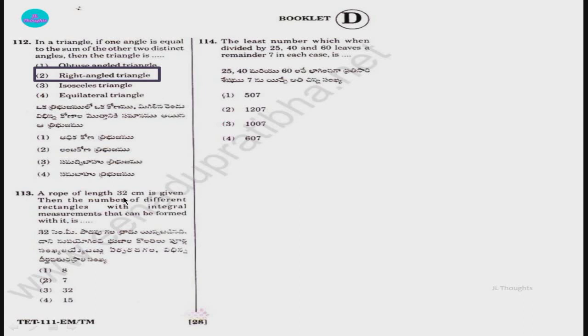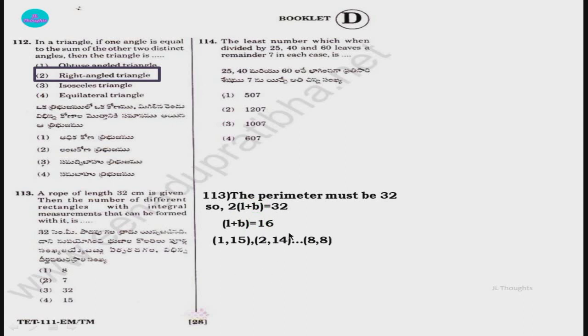Now 113, a rope of length 32 centimeters is given, then the number of different rectangles with integral measurements that can be formed with it is. First, the length of the rope is 32, so the perimeter must be 32. They are asking to form rectangles, so the perimeter of a rectangle formula is 2 into L plus B. 2 into L plus B is equal to 32. So L plus B is equal to 16. So what are the possibilities that can be formed with 16?